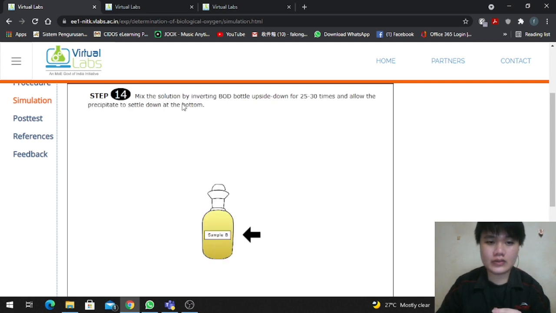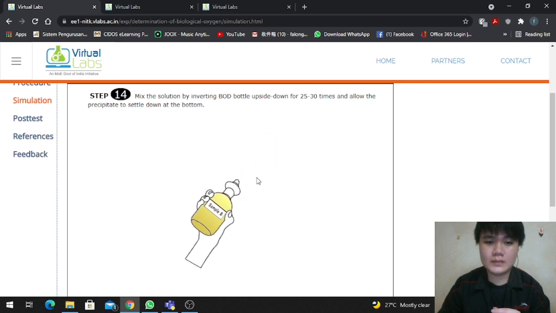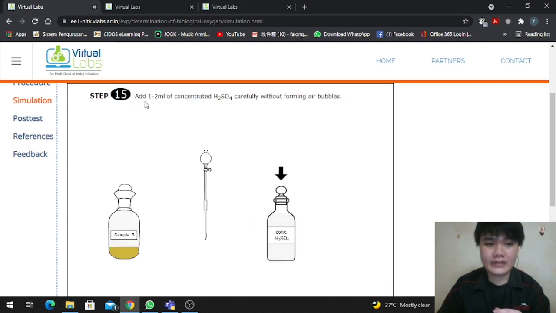Step 14. Mix the solution by inverting the BOD bottle upside down 25 to 30 times, then allow the precipitate to settle down at the bottom. Allow the precipitate to settle down for a few minutes. Step 15. Add 1 to 2 ml of concentrated H2SO4 carefully without forming a bubble.